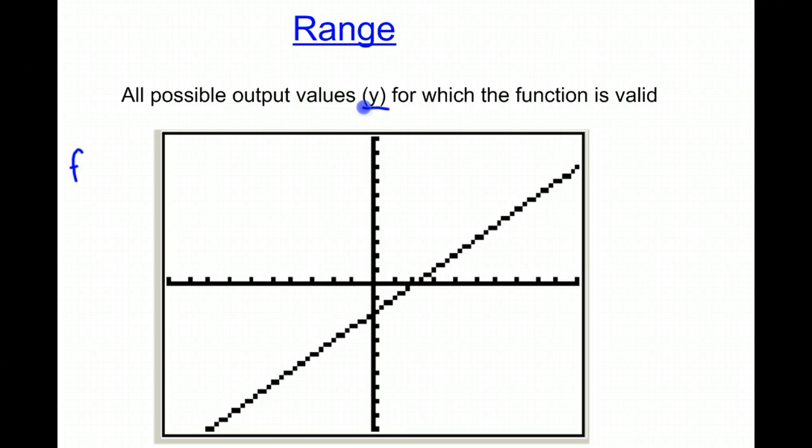So again, looking at our parent function that is linear, f of x equals x, we see that there are no breaks, asymptotes, or holes going on in this line. So our y values all match up with some x value. Therefore, our range will be all real numbers.